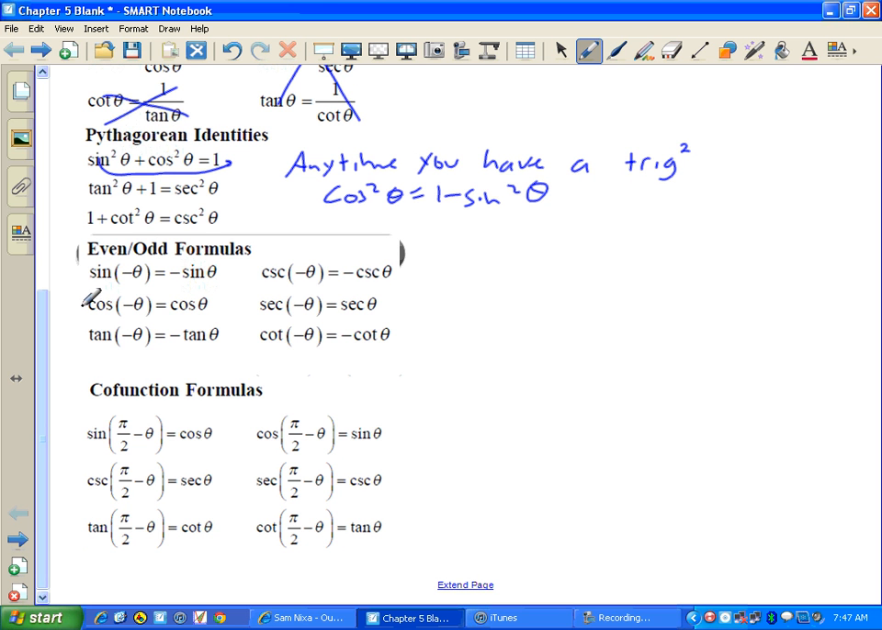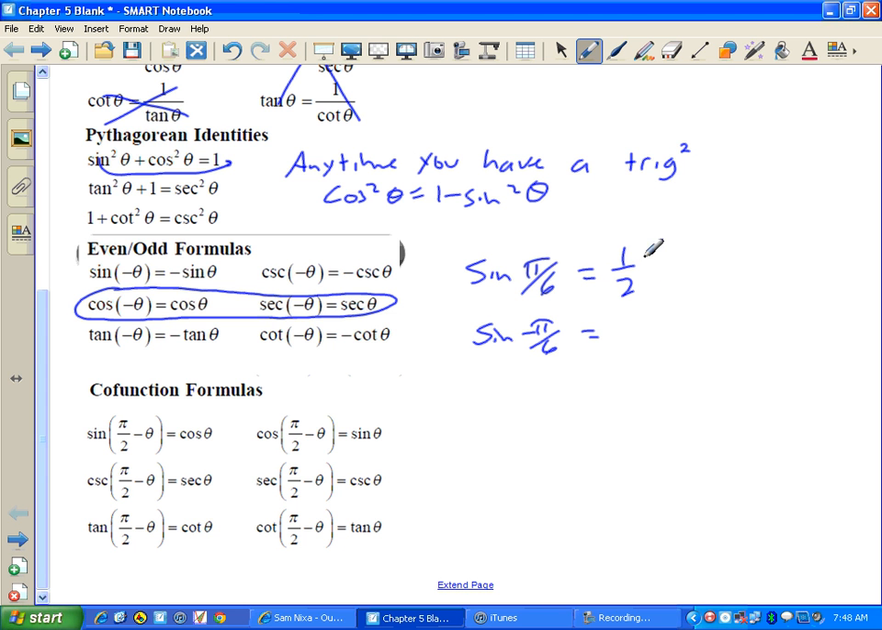Even and odd functions. These are the only even ones, cosine and secant. All the rest are odd. The way to think about it is if it has a sine in it, then it's odd. Which means if I put a negative angle in, I get the negative of that positive angle out. So an example would be sine of pi over 6. I know that that equals 1/2. So if I do sine of negative pi over 6, that's going to equal the negative of this.